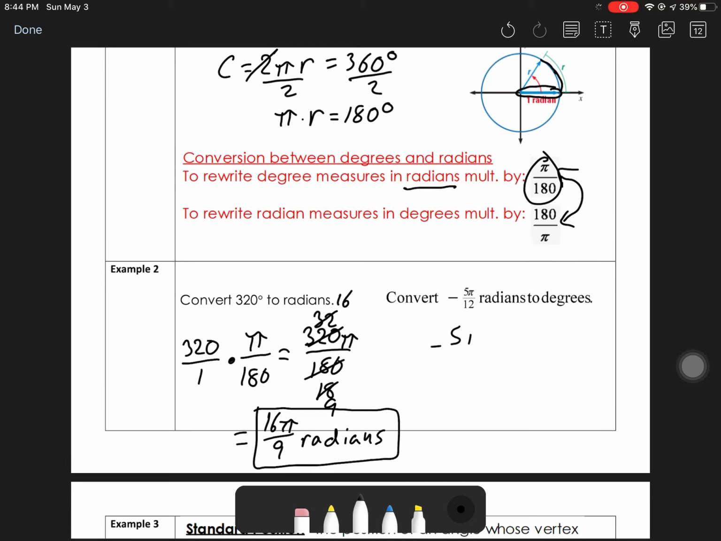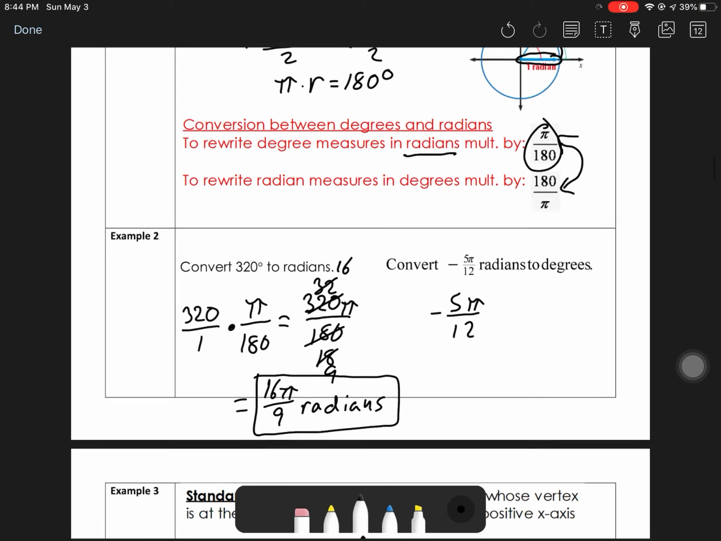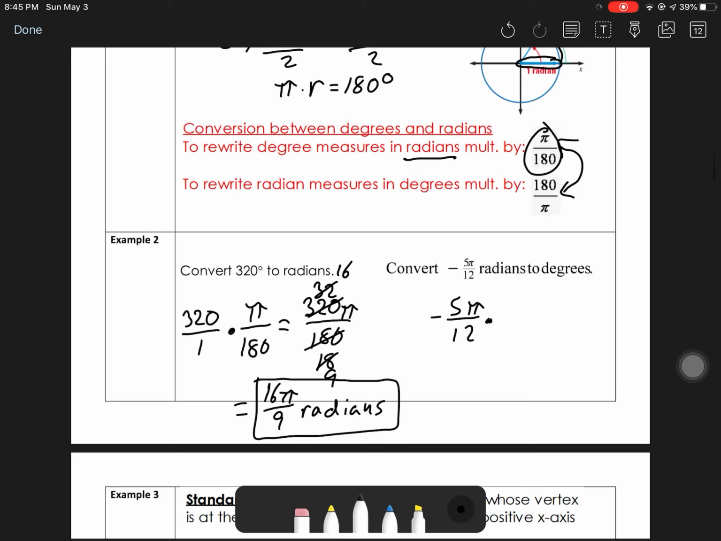Let me try that again. Negative 5 pi over 12. And we want to multiply that by, now this time we're using the other conversion fraction, which is 180 over pi, because we want to go back to degrees. So whatever form you want to be in, it should be on the top of the fraction. So 180 goes with degrees, so that's on the top.